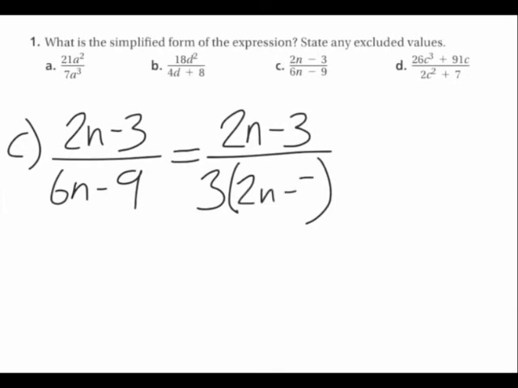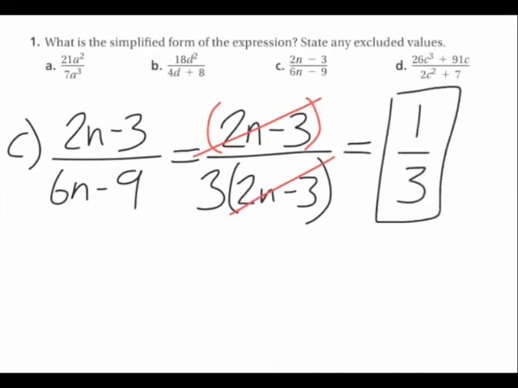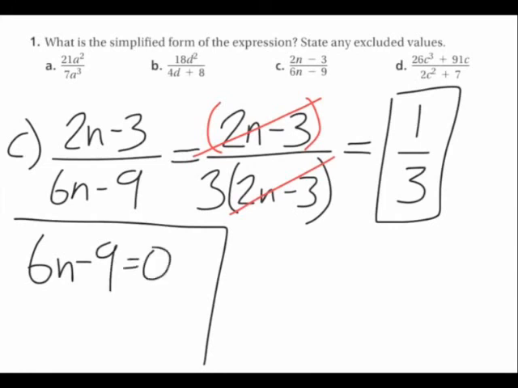2n minus 3, right? So we have 2n minus 3 on the top and 2n minus 3 on the bottom. That means cancel those guys out. What's left over? 1 over 3. Piece of cake, right? Now, what is an excluded value? In other words, what number will make this equation true?